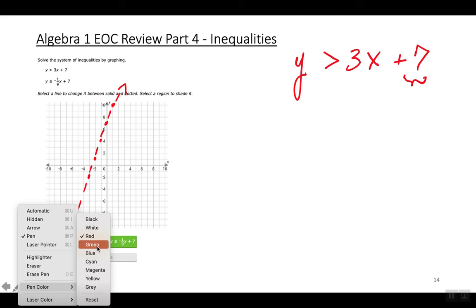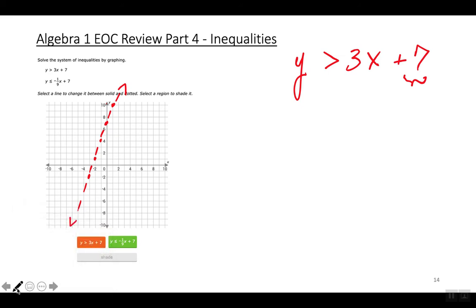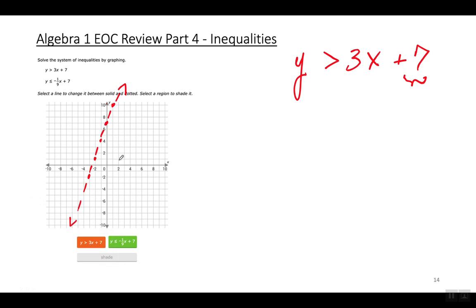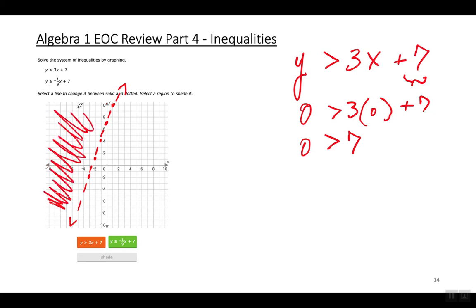Okay, so I forgot to test which side to shade. I forgot to test. All right, so if I put 0, 0 in here, I'm gonna get 0 greater than 7. That's false. 0 is not greater than 7. Eso es falso. So that means that I gotta shade to the left of the red line.